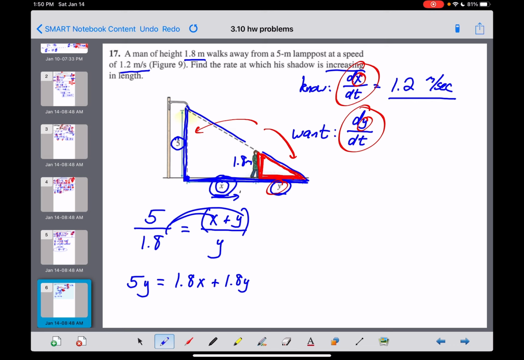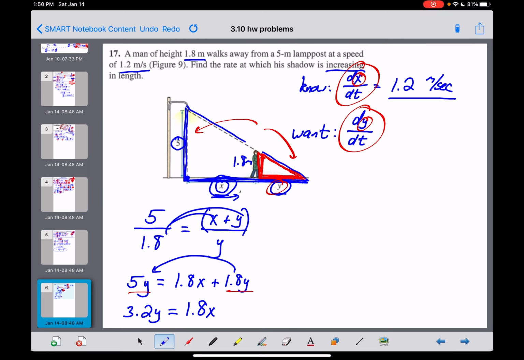Actually, let's go a step further. I've got two like terms right here. Why don't I put those two together? I'll subtract this 1.8y over here to get a 3.2y is equal to a 1.8x. That's not really all that bad.